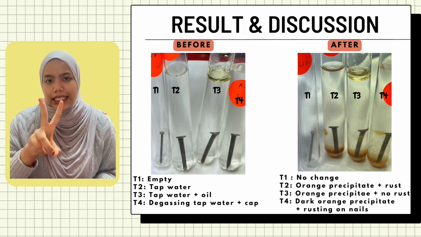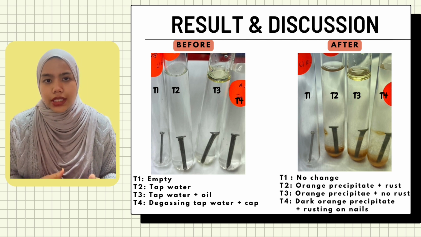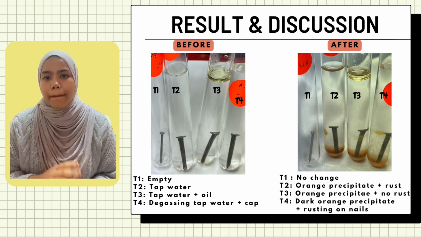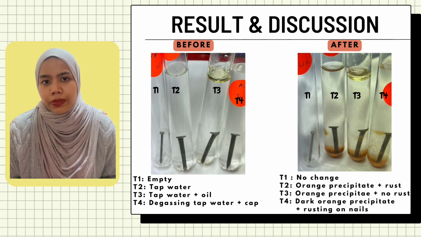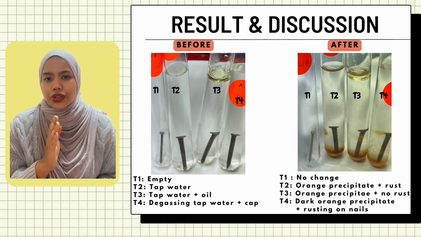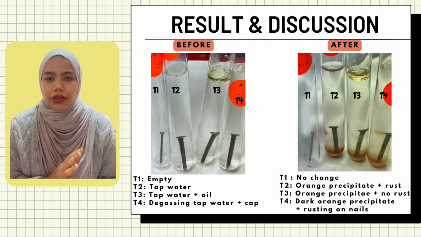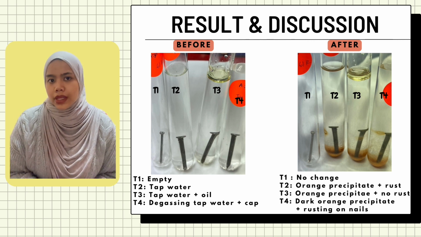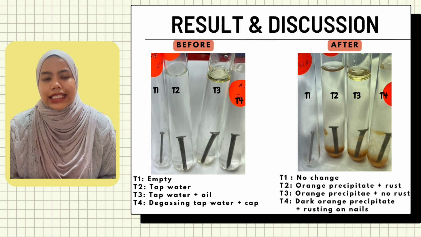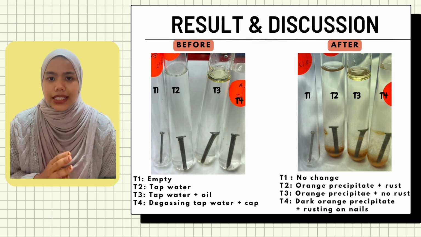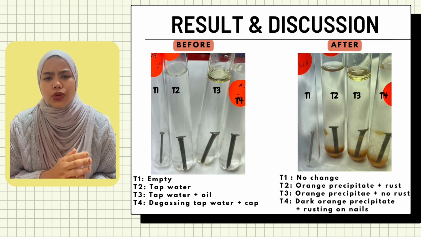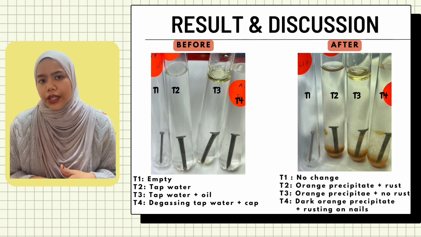For the second test tube, the nail corrodes after being left in the tap water in an open test tube for a week. We can see there is orange yellowish precipitate formed, and for this test tube, it is second level of corrosion. This is due to the fact that tap water has a high percentage of oxygen, which is known as the ingredient most necessary to promote corrosion.